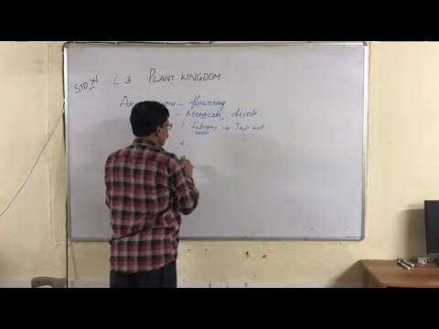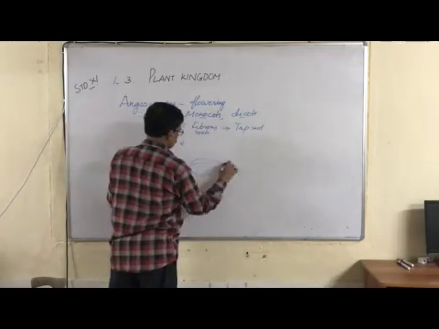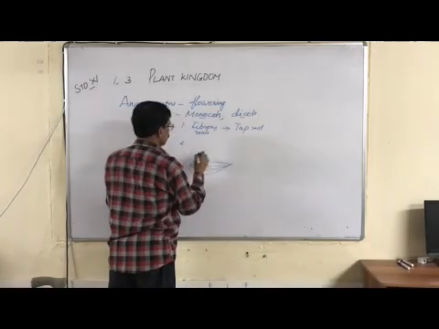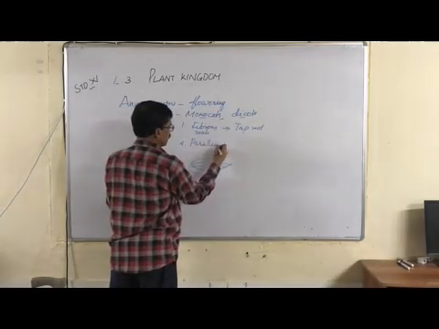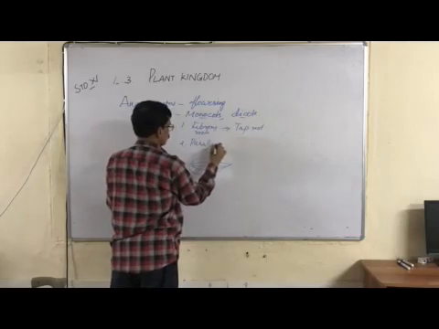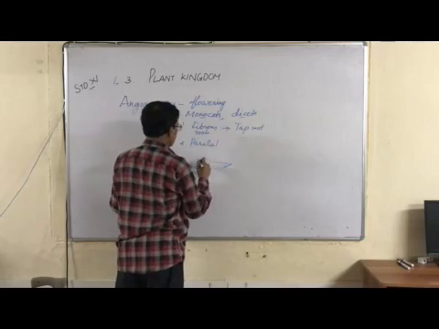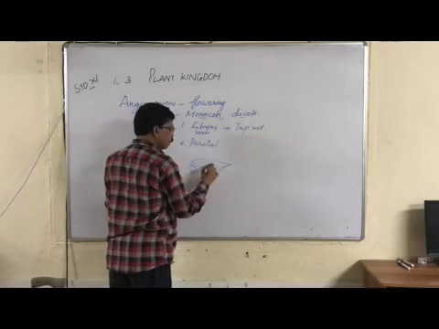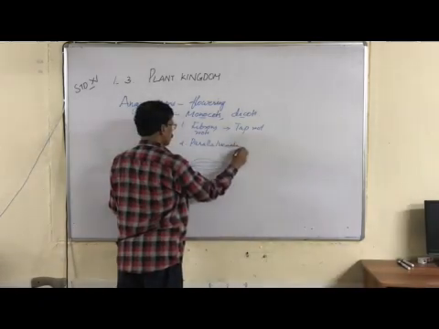In monocots, the leaf has parallel venation. The arrangement of veins on the leaf or lamina is called venation; veins arranged parallelly is called parallel venation.